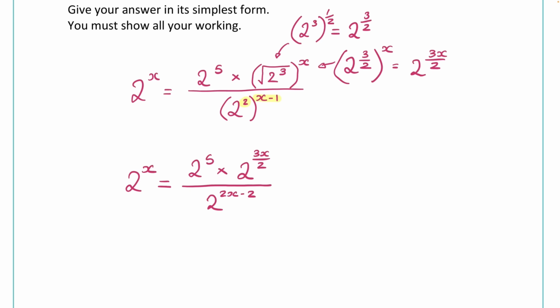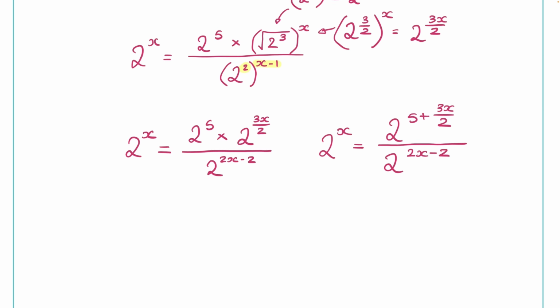So now we have the same base numbers as well. We can add these powers on the numerator. So if we add them together, it's not going to look particularly pleasant, but on the numerator we will have 2 to the power of 5 add 3x over 2. On the denominator we have 2 to the power of 2x minus 2. We can now subtract the powers.